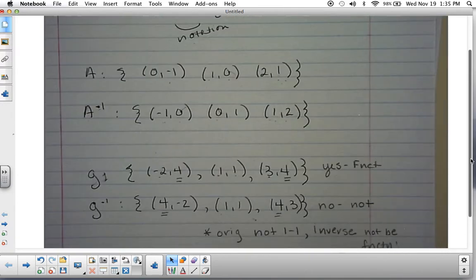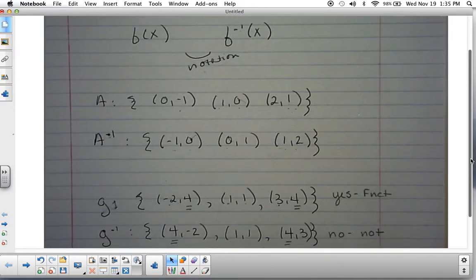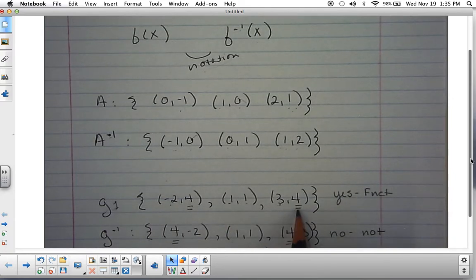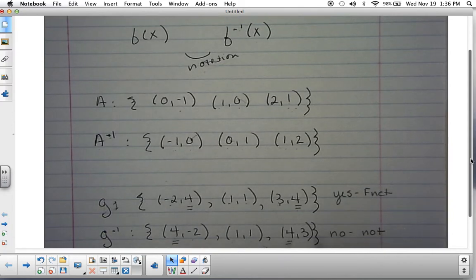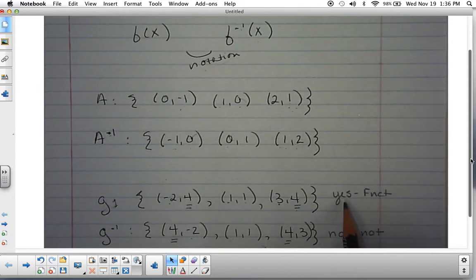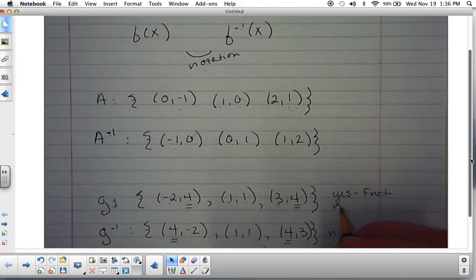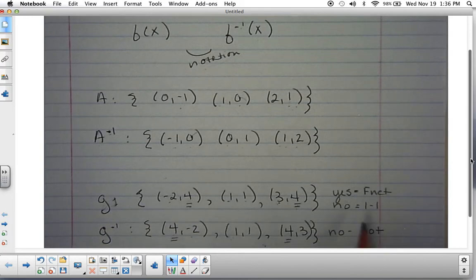One more example here. Here's function g. G was (-2, 4), (1, 1), and (3, 4). To find g inverse, you just switch their places. So (4, -2), (1, 1), of course, is still (1, 1), and then (4, 3). And you'll notice that here in function g, the original was a function because the x-values -2, 1, and 3 are all different. But it wasn't a 1-to-1 function because the 4 is repeated, right? So I would have said no to the 1-to-1 question. It is a function, but it's not 1-to-1.